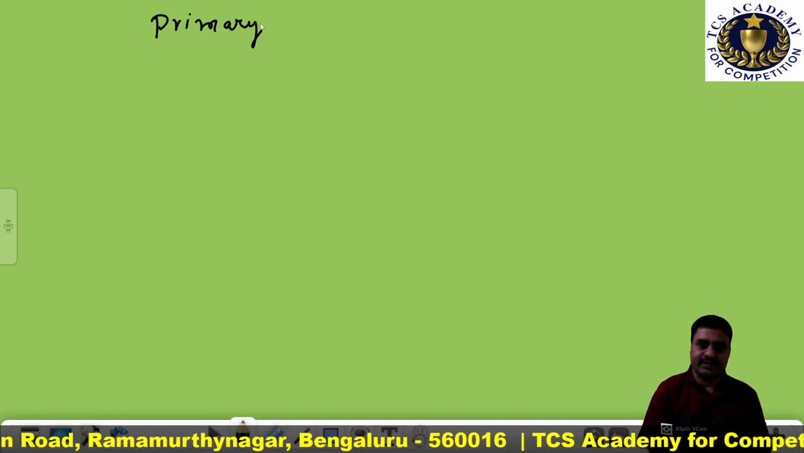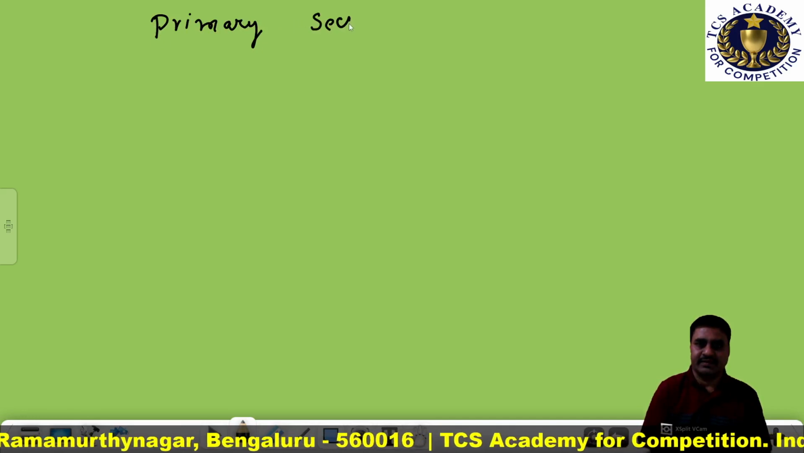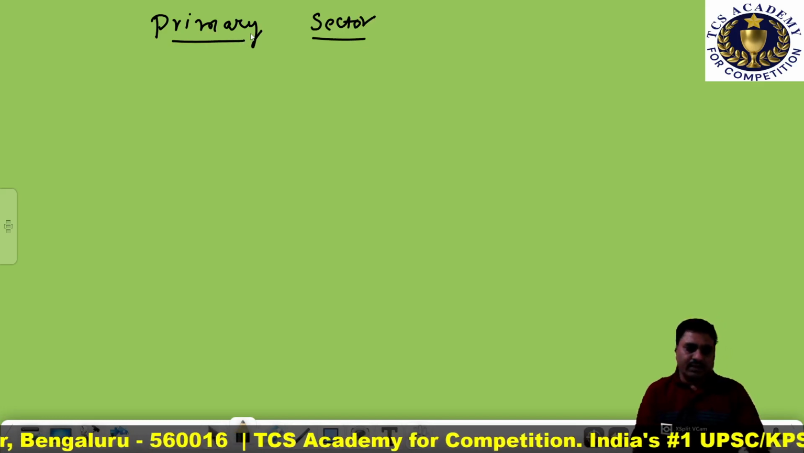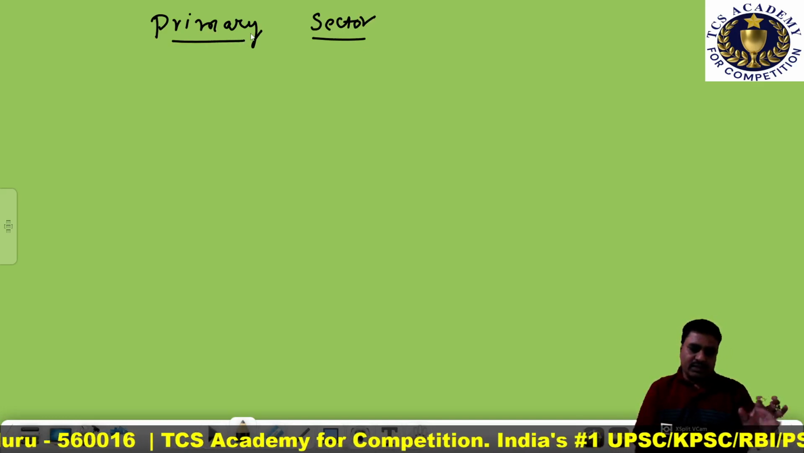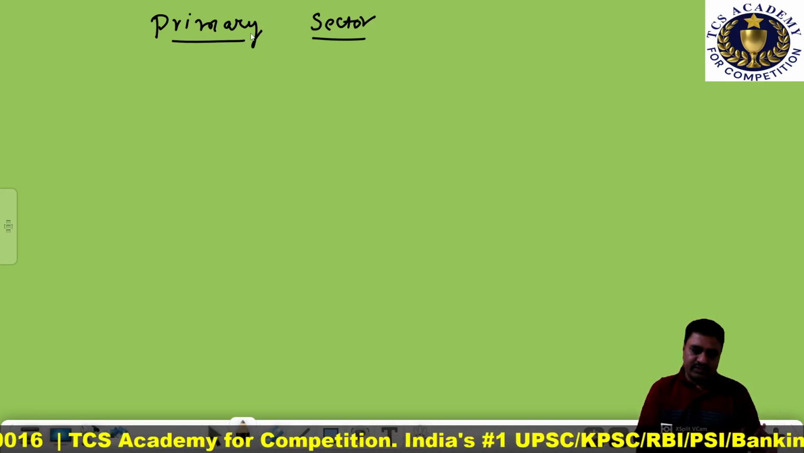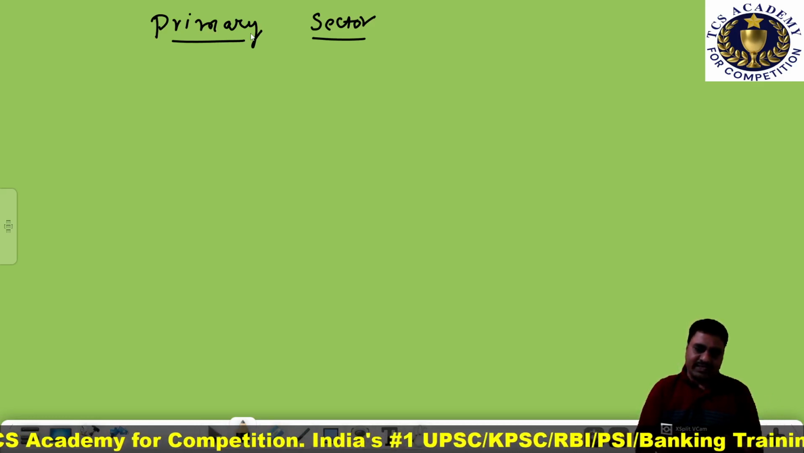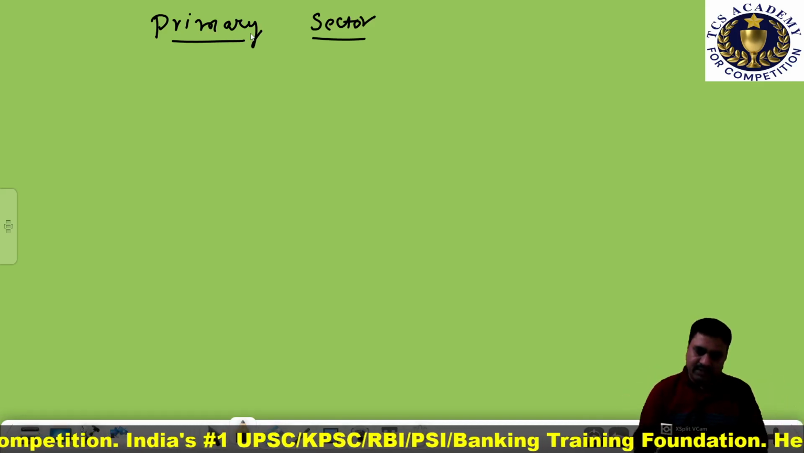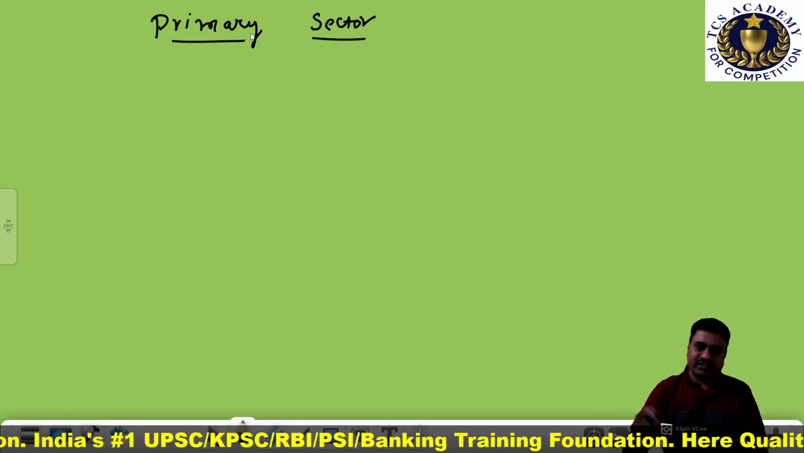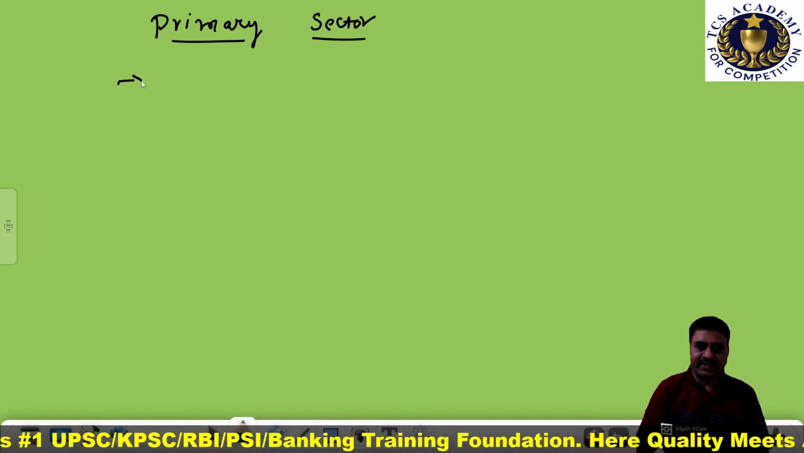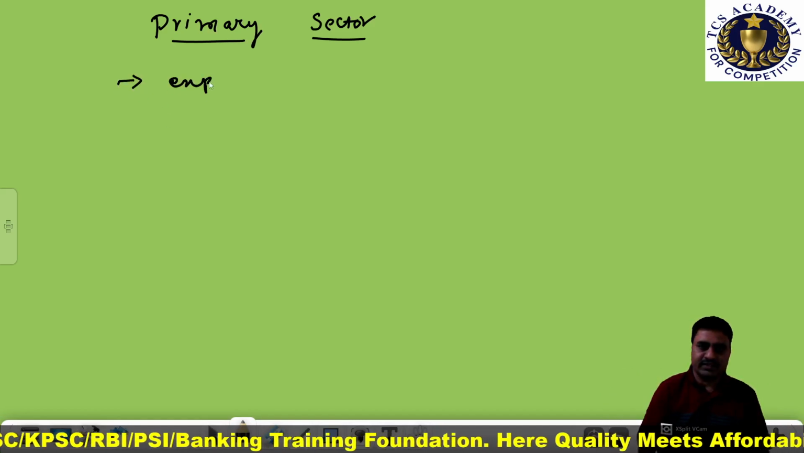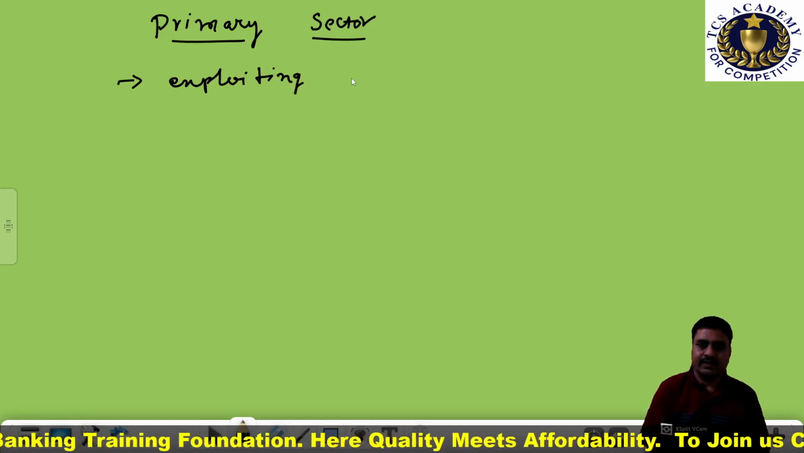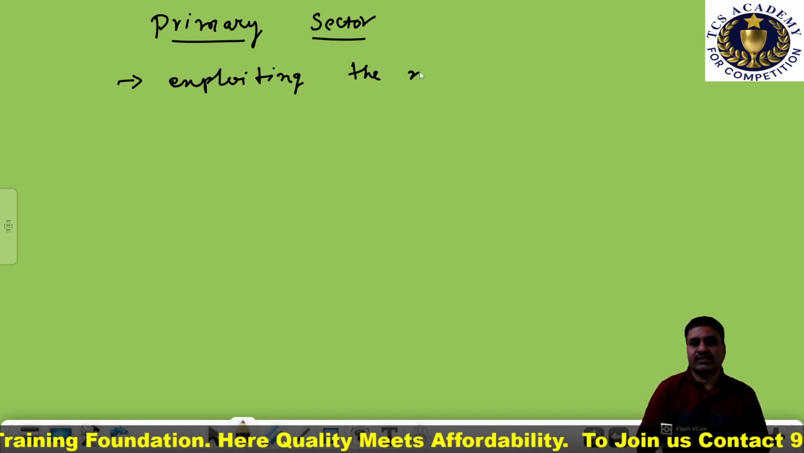Primary sector. Any activities undertaken by the people of the country, the people of one region, by exploiting the natural resources, right? By exploiting the natural resources.